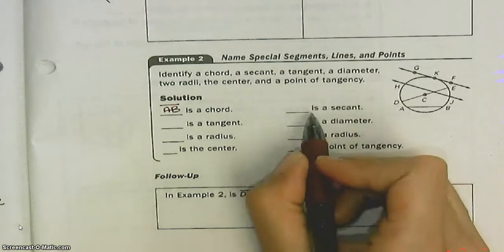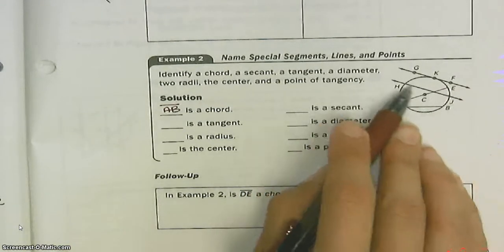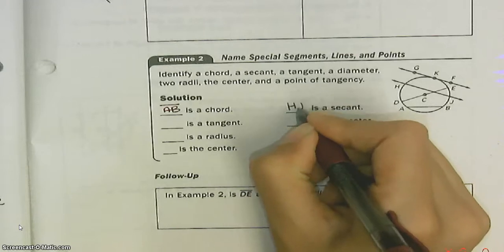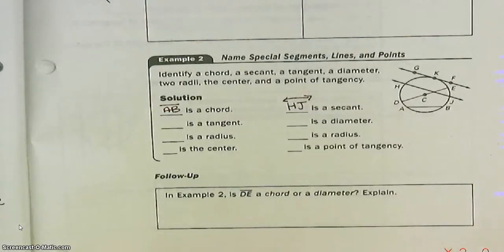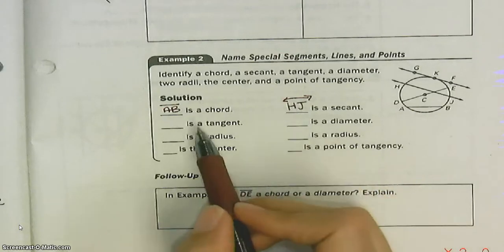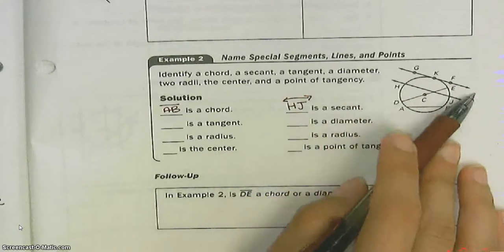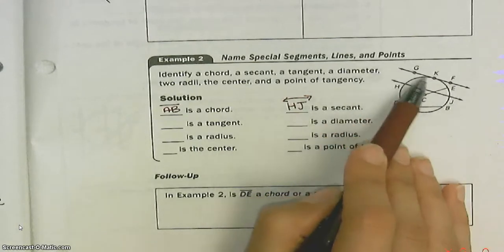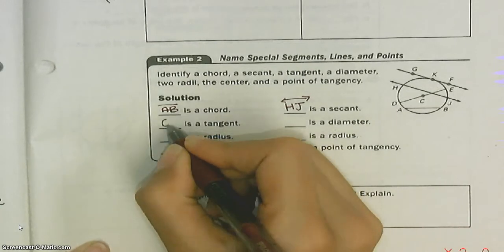A secant is a line that goes through twice. Here's a line that goes through twice. And I could label this HJ or JH. It doesn't matter. Make sure you have the line above it. Tangent is a line that touches once. So that's going to be this line here. So we could just use 2 letters. You could use GK or GF or FK. It doesn't matter. Just do GF.